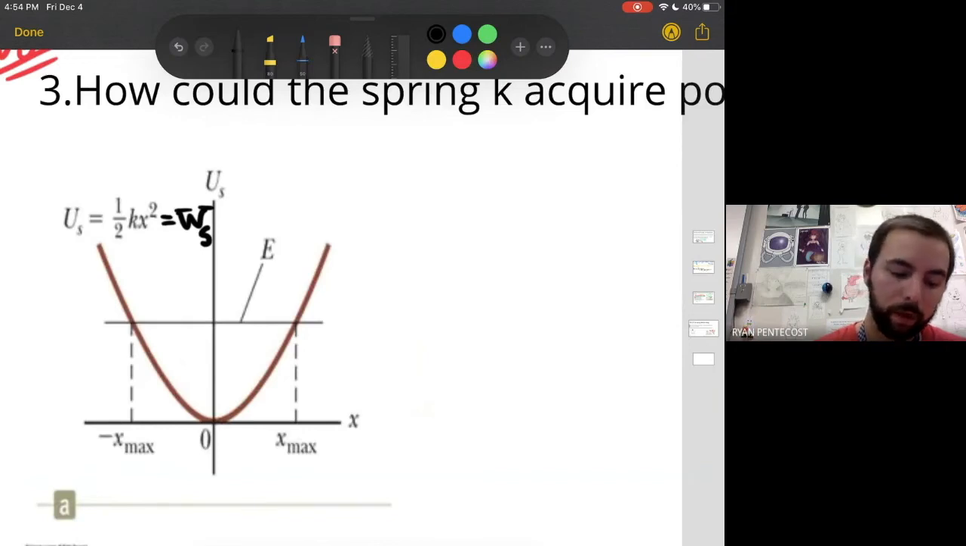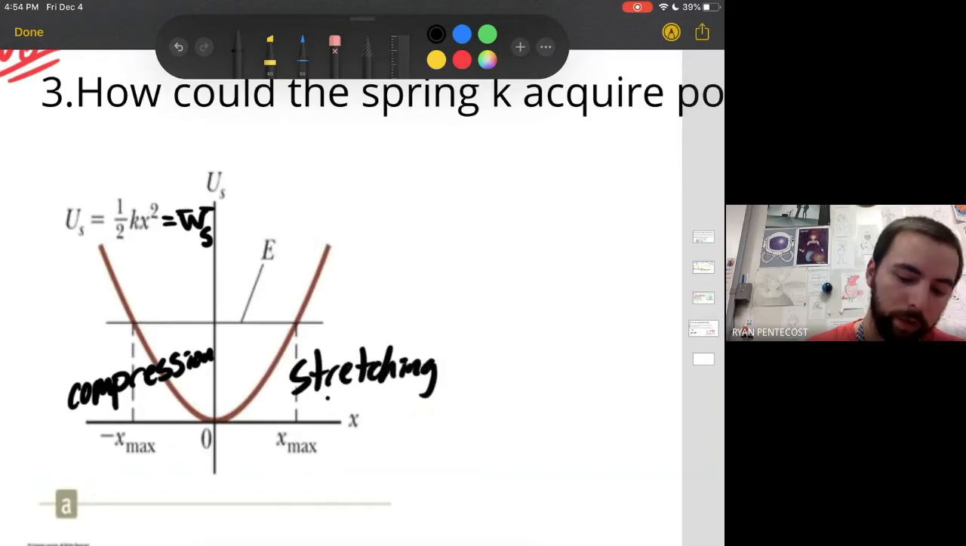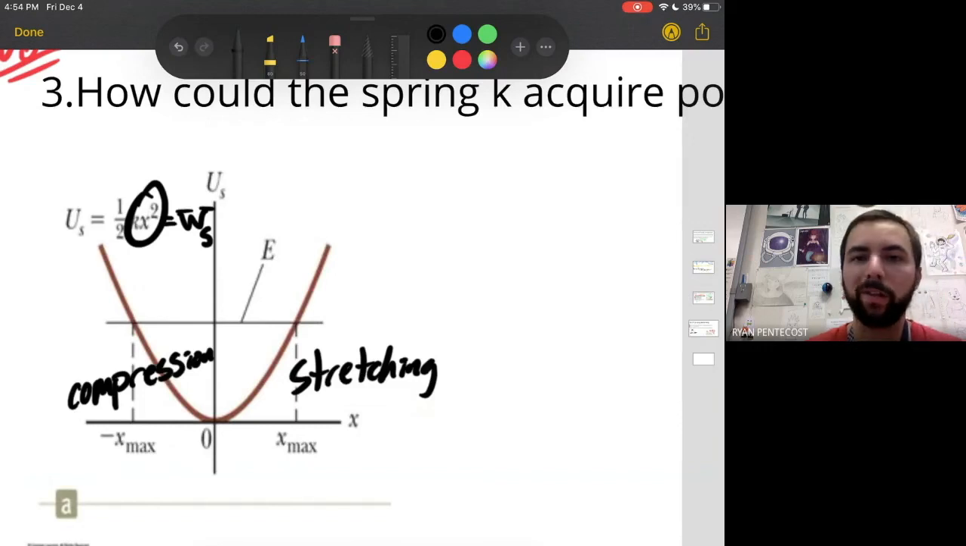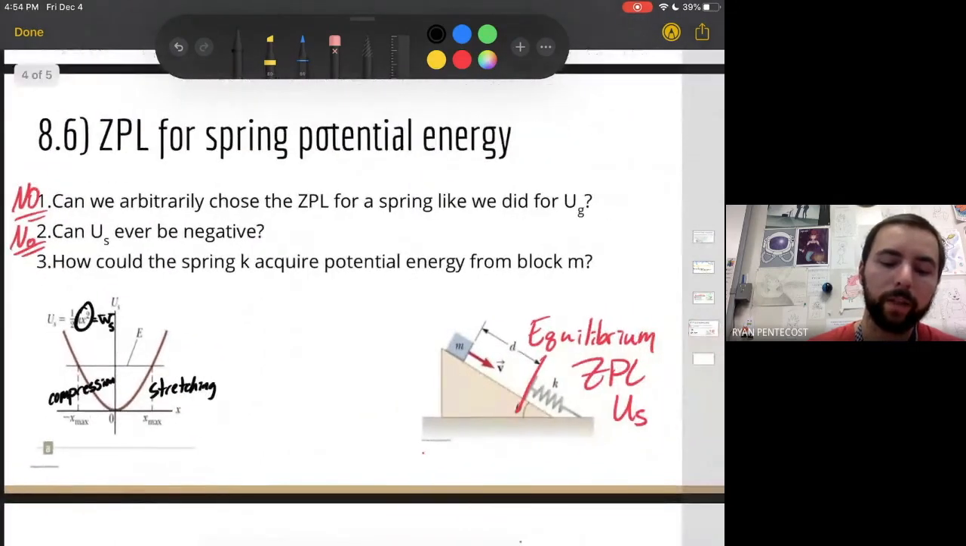So same equation. But you notice here that even if you compress it, right, compression is negative, and then stretching is positive. Compressing and stretching the spring are negative and positive, but the x is squared. So even if it's negative or positive, you're going to square it and get a positive number anyway. So no, this is not going to be negative.